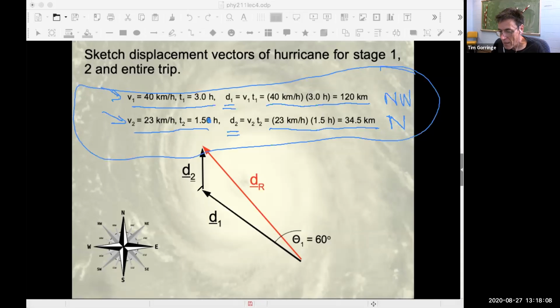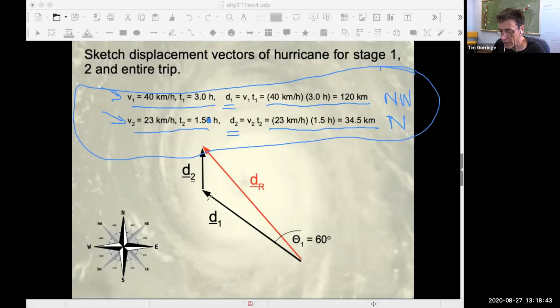With that information, I drew out a sketch of the vector addition. So here is D1, the first displacement vector, and it's 120 kilometers long, and it's 60 degrees, we're told this in the problem, west of due north. And so that's the direction, θ1. And then the second displacement vector, here it is D2, is due north, and it's 35 kilometers long.